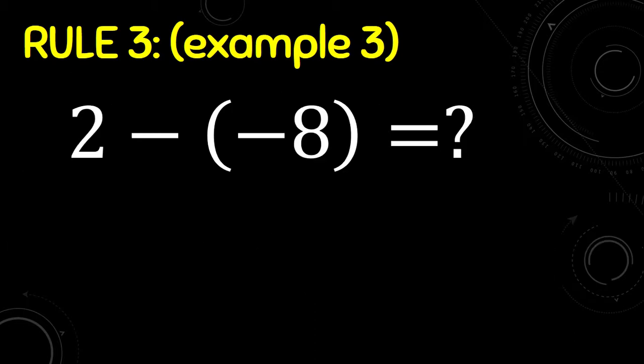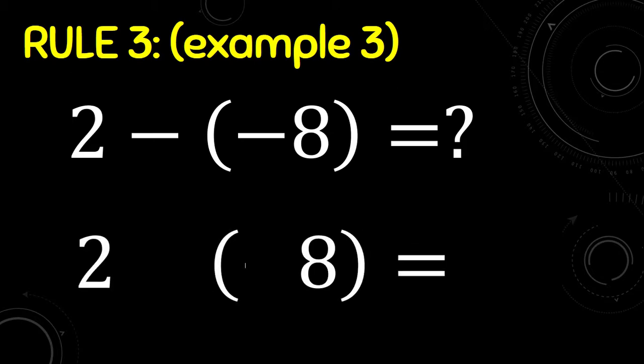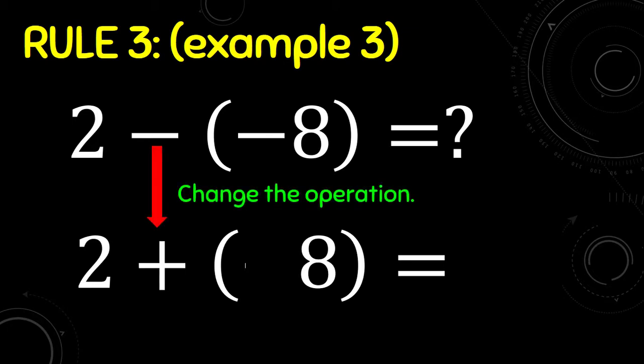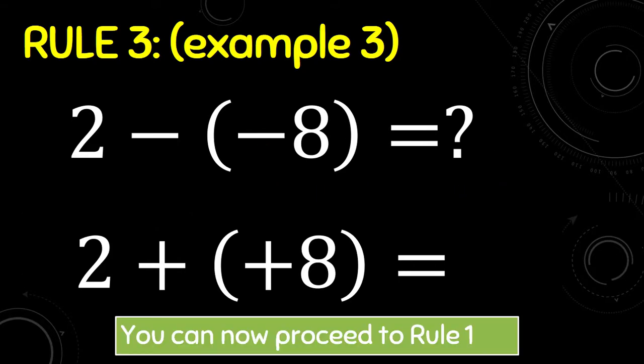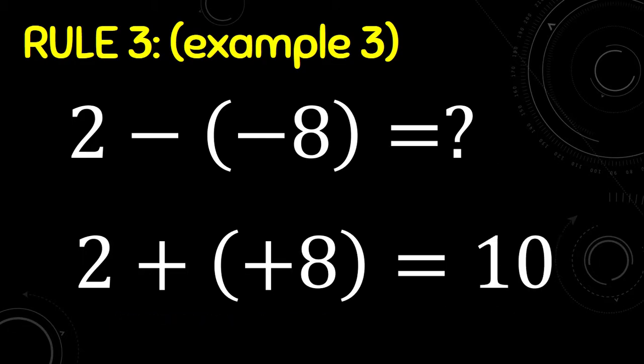Another example, we have here positive 2 minus negative 8. Again, we change subtraction into addition. And negative 8 will become positive. So we have here positive 2 plus positive 8. Applying rule number 1, we have the result positive 10.